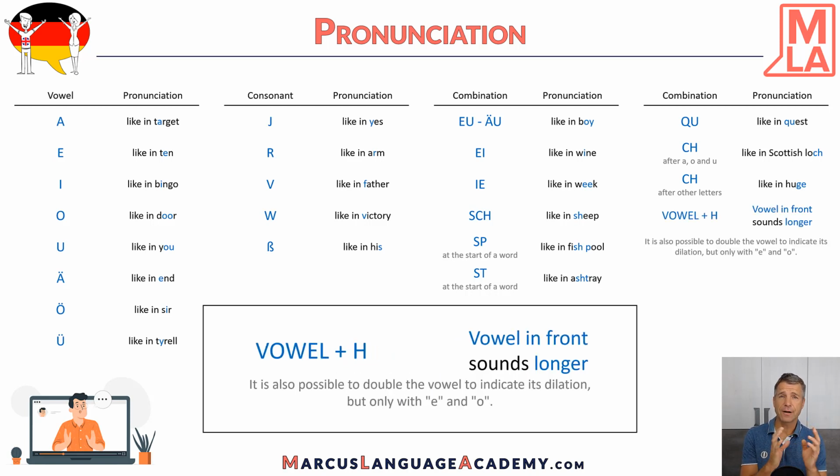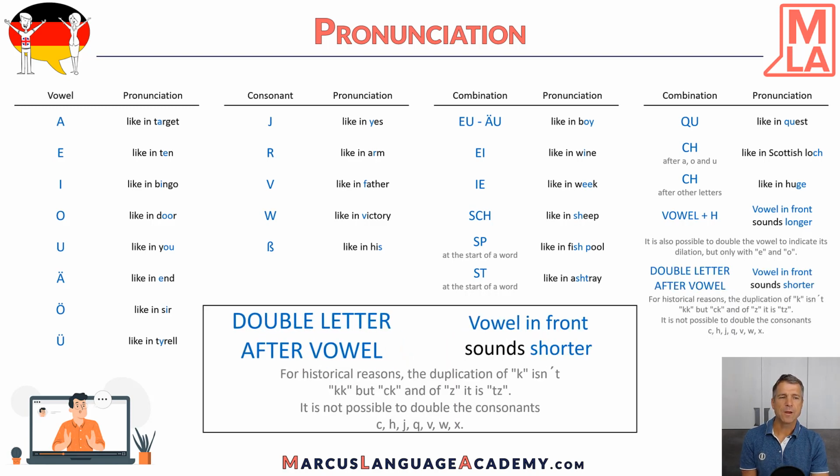When we have a vowel followed by an H, then the vowel sounds longer, okay? It's a way to make it longer. It's also possible to have a double vowel like EE or OO. You can double these vowels and it has the same effect. It makes the vowel longer, but normally we use H. When we have a double letter after a vowel, the vowel sounds shorter.